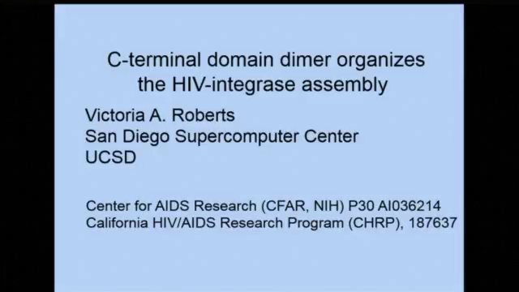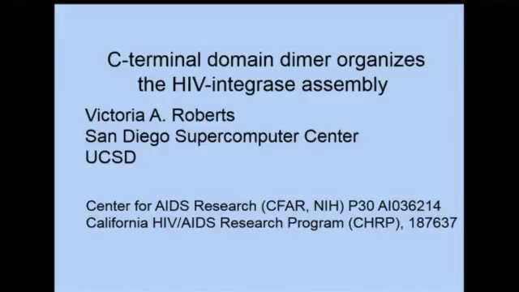Thank you very much for the opportunity to present this work. We're going to go to a smaller scale. We're going to go to sort of the atomic scale. I'm going to talk about HIV integrase, one of the three enzymes that are available for the HIV, for the retrovirus. And I'm going to focus on mainly the C-terminal domain. And funding for this project was available both from CFAR and from the California HIV/AIDS Research Program.